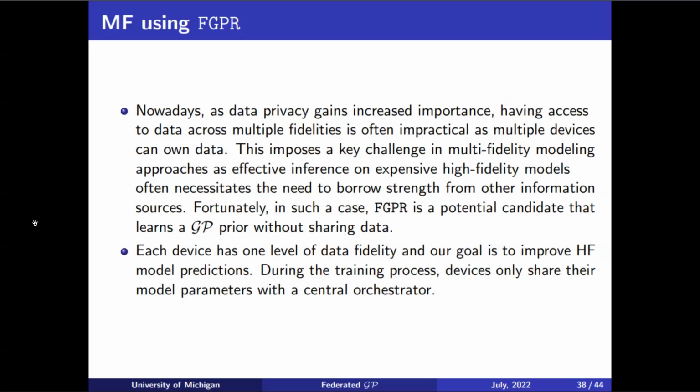Fortunately, in this case, FGPR is a potential candidate that learns the Gaussian process prior without sharing the different fidelities of data. In this setting, we assume each device has one level of data fidelity, and our goal is to improve the high-fidelity model predictions. During the training process, devices only share their model parameters with a central orchestrator without sharing the data with each other.